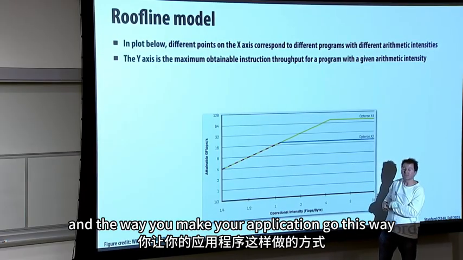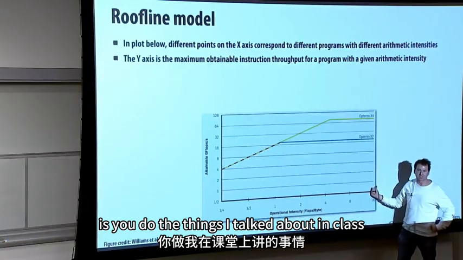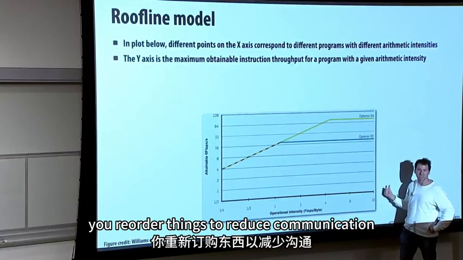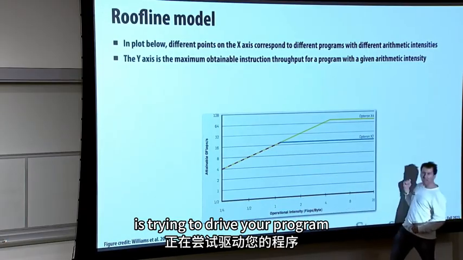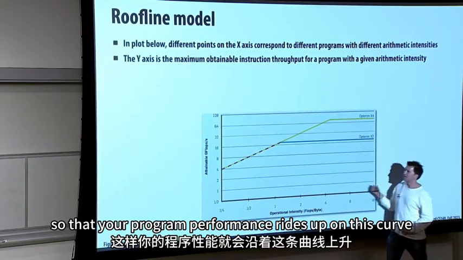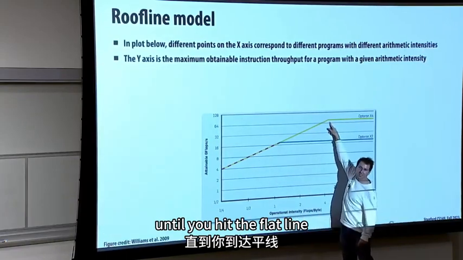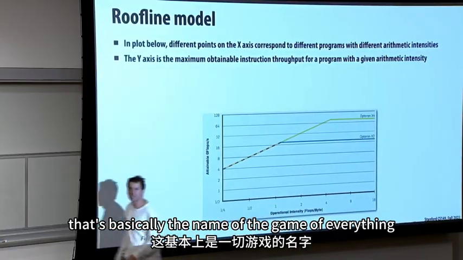And the way you make your application go this way on the chart is you do the things I talked about in class. You fuse loops, you block loops, you reorder things to reduce communication. So almost everything you do is trying to drive your program this way so that your program performance rides up on this curve until you hit the flat line. That's basically the name of the game of everything.